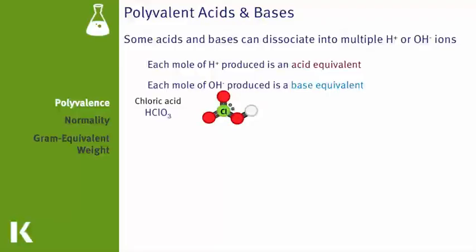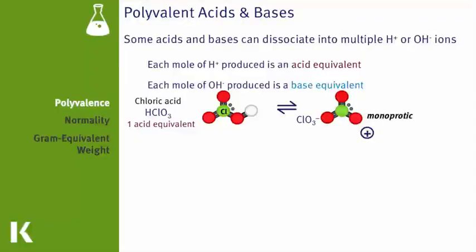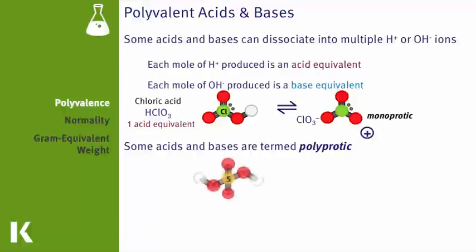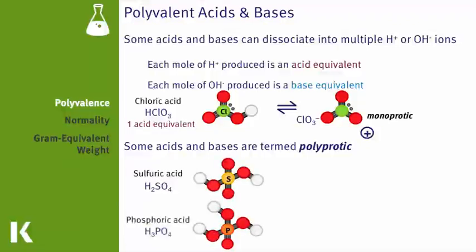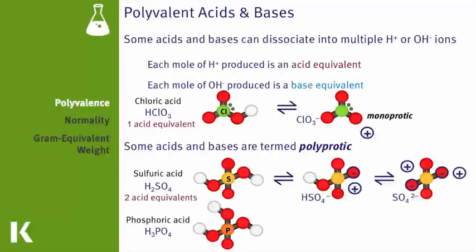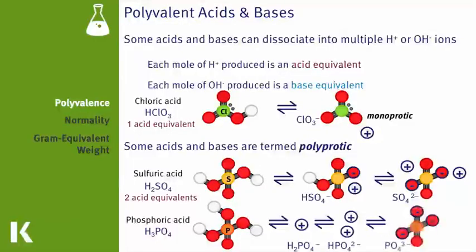When chloric acid is placed into solution, it will dissociate, releasing 1 mole of hydrogen protons, or 1 acidic equivalent. For this reason, chloric acid is a monoprotic acid. However, on test day, you may encounter acids or bases that are actually polyprotic, such as sulfuric and phosphoric acid. When sulfuric acid is thrown into solution, it will dissociate twice, releasing 2 moles of hydrogen protons, or 2 acidic equivalents. And phosphoric acid has the ability to release 3 acidic equivalents.